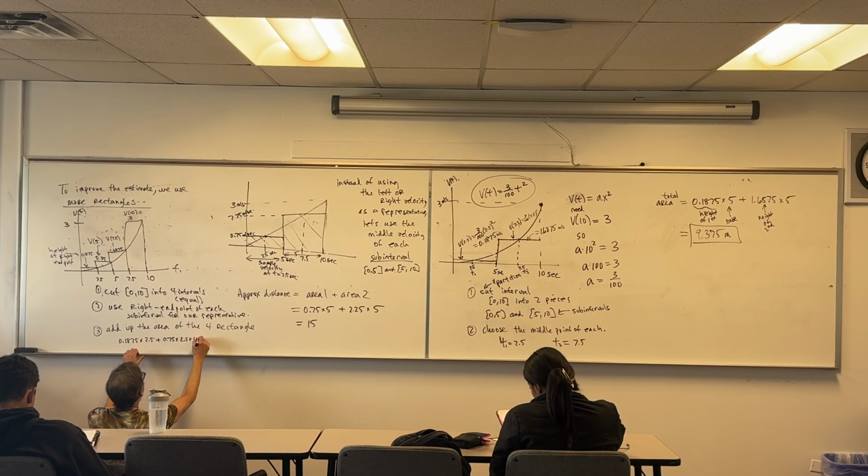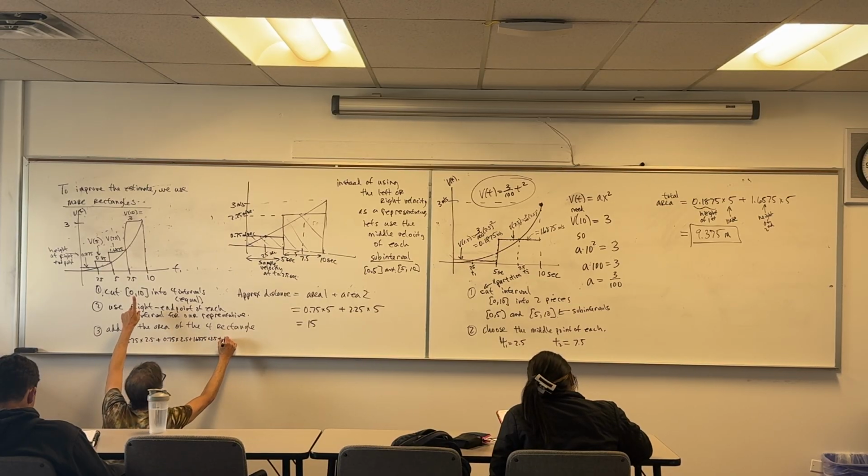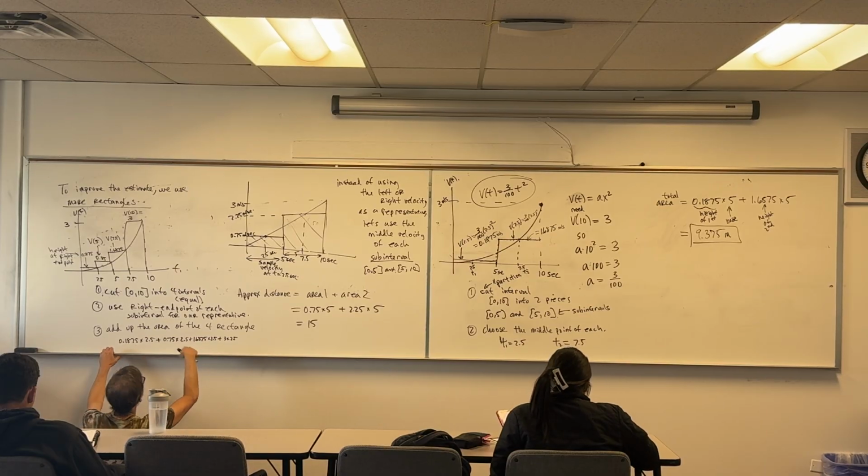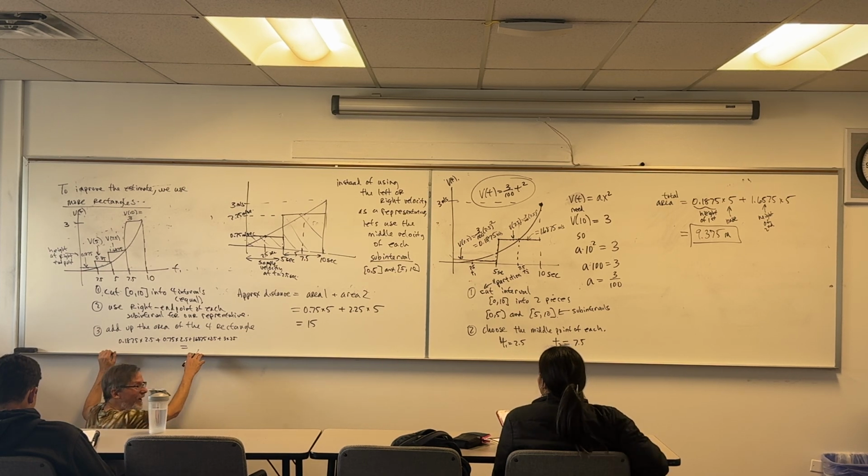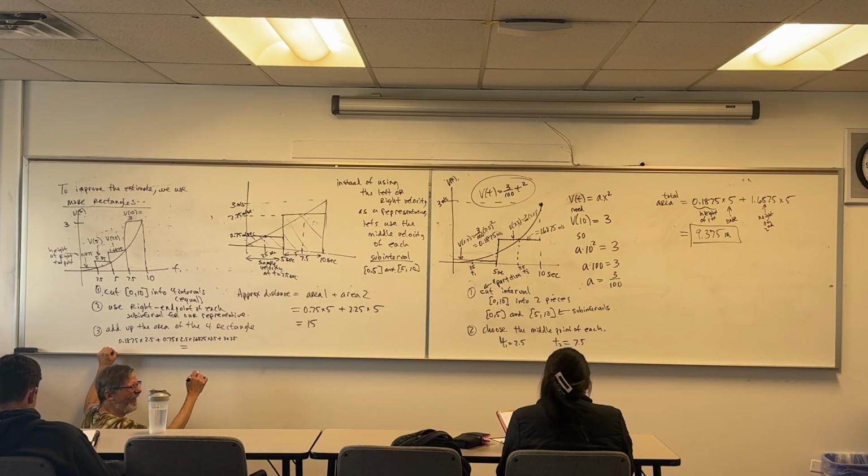Plus 1.6875 times 2.5, plus 3 times 2.5. Now, one fast way to do this would be to add up all the heights, multiply by 2.5. But I'm sure you got it all done now. Can somebody give me a total? Starting to lose my grip here. I don't wanna. 14. Thank you. Oh, it's okay. What was that?